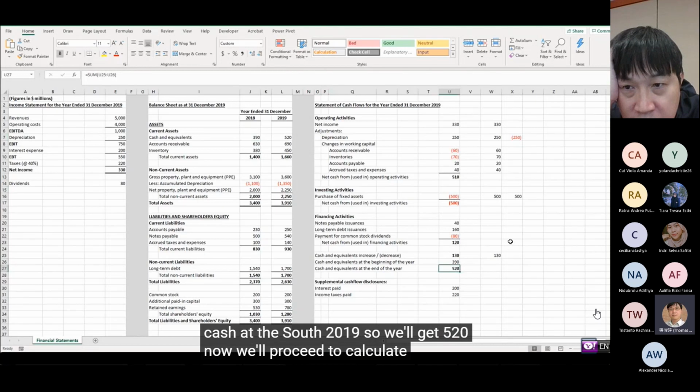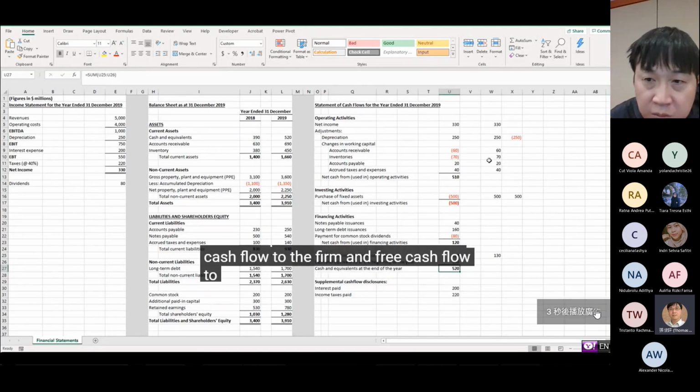Now we'll proceed to calculate the free cash flow to the firm and free cash flow to equity.